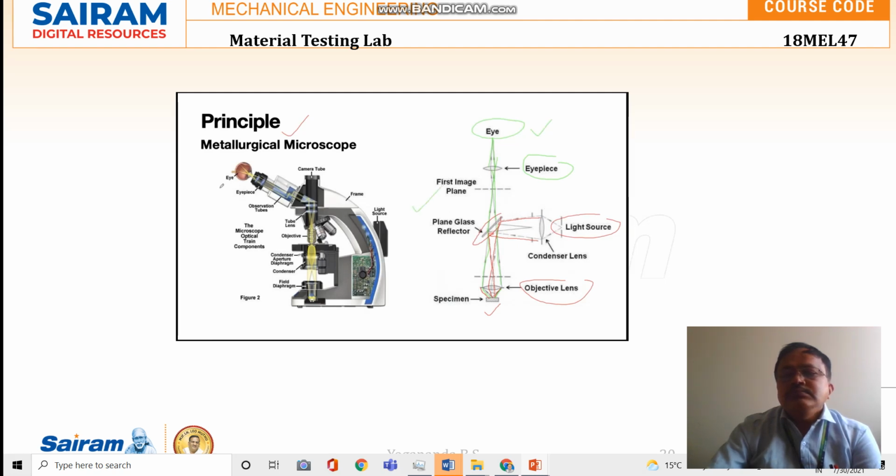The various components of a metallurgical microscope are the eyepiece, observation tube, objective, frame, light source, condenser aperture diaphragm, and condenser field diaphragm. These are some of the important components which a metallurgical microscope usually consists of. So now we will have a look at one of the metallurgical microscopes which is available in our lab, and it will be followed by the microstructure which has been shown using the same metallurgical microscope.